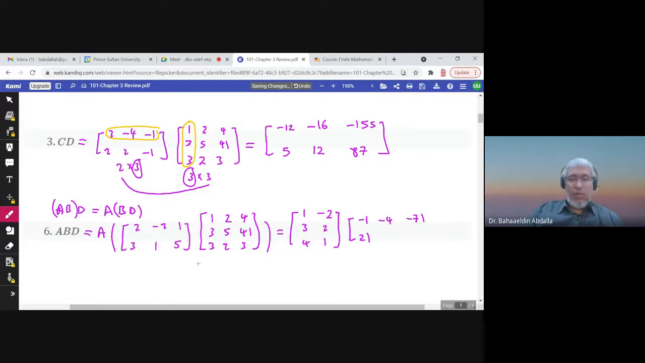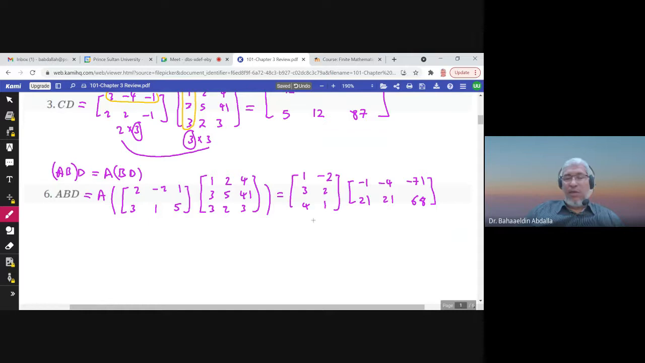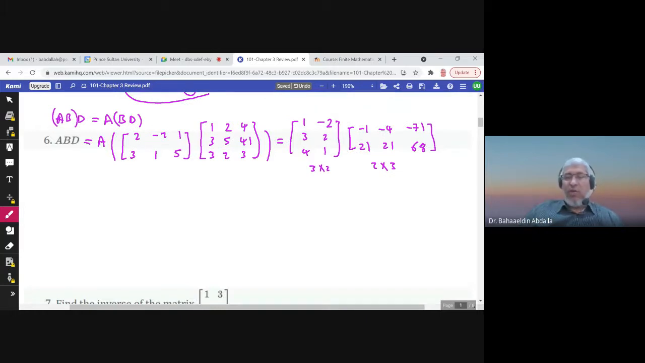3 times 2 plus 5 plus 10. Again, 21. 3 times 4 plus 1 times 41 plus 5 times 3. This is 68. And now A is of order 3 by 2, and the product of BD is of order 2 by 3. We can multiply them because these two are equal, and the answer would be a 3 by 3 matrix.